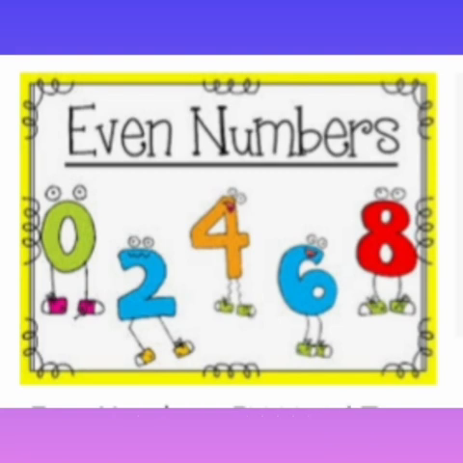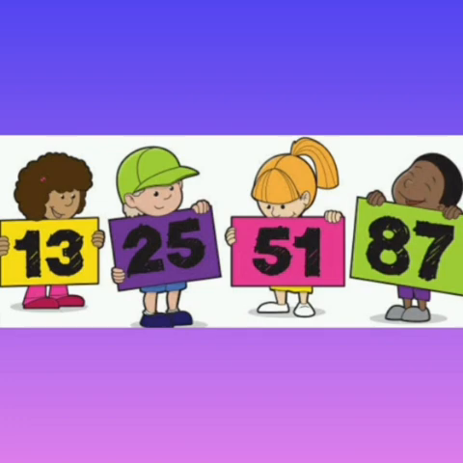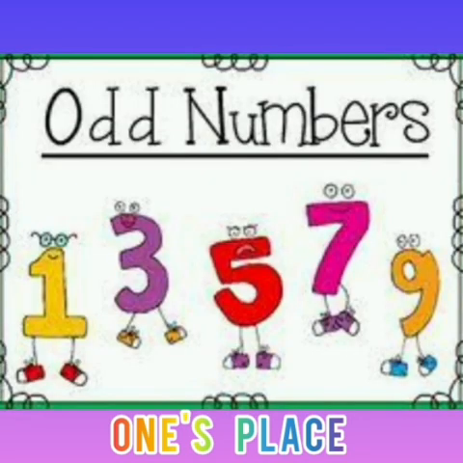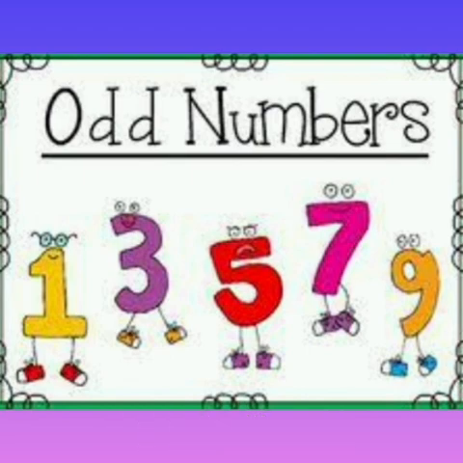Okay, students. Now we have the numbers 13, 25, 51, 87. Here, what do we observe? That these numbers are ending with 1, 3, 5, 7 or 9. So, the numbers which end with 1, 3, 5, 7, 9 at ones place are known as odd numbers.